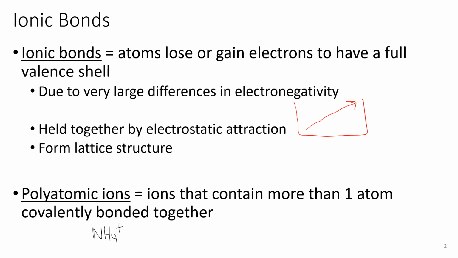This is a polyatomic ion. It is an ion, it has a +1 charge, but it contains 5 atoms, 1 nitrogen and 4 hydrogens. Those 5 atoms are all covalently bound together, so I'm going to connect them all with covalent bonds. And then as a whole, this has a net charge associated with it. We're going to be dealing with polyatomic ions as we go throughout this chapter, so you do want to remember that we can have ions that are of more than just one atom.